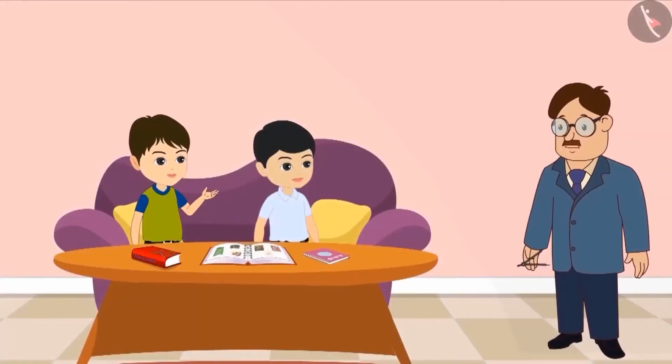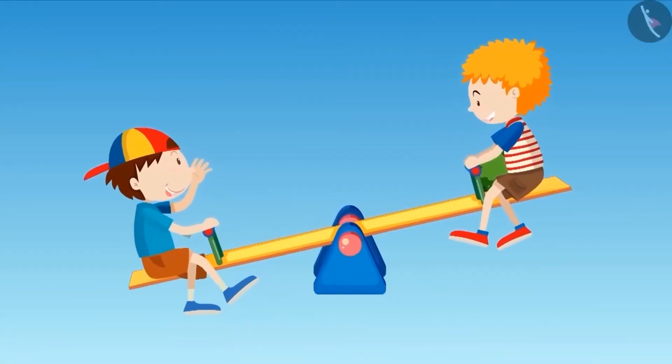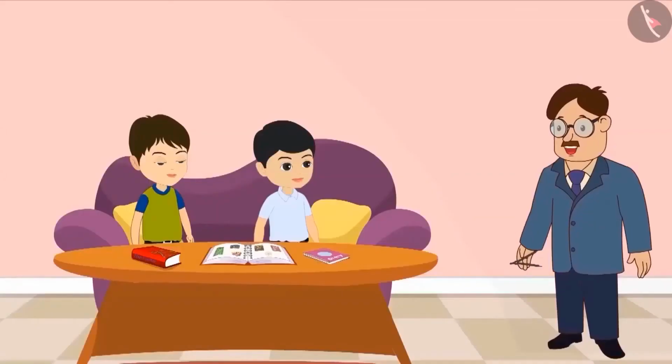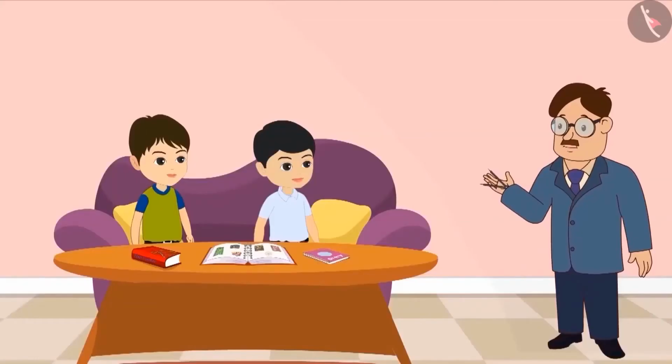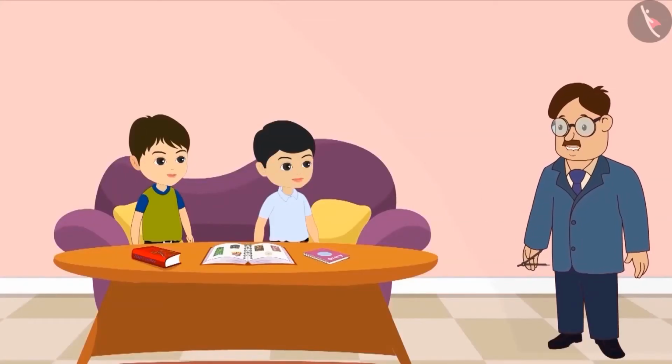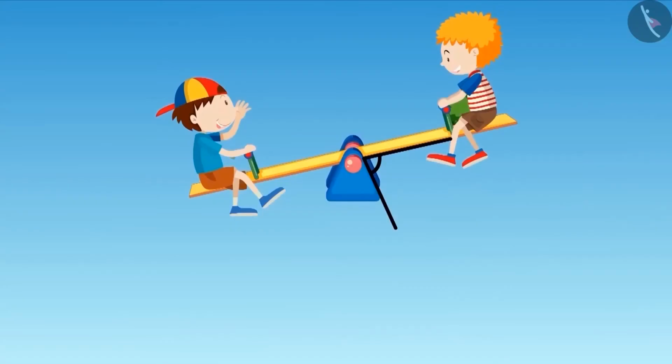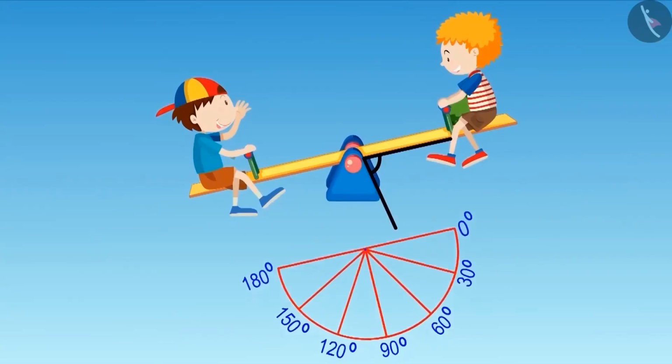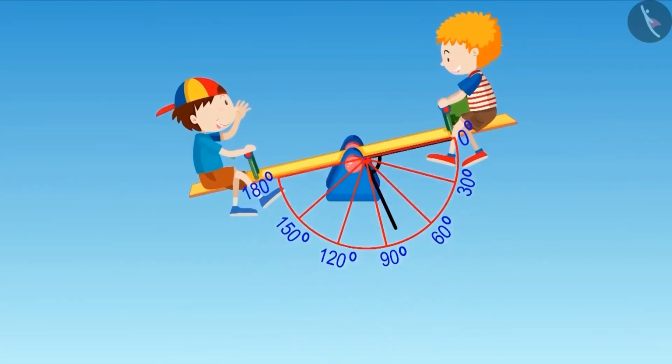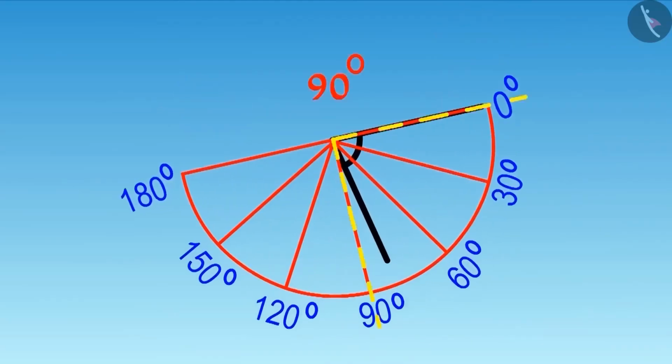Oh wow, Uncle. Can I now make an accurate measurement of the angle of the seesaw with the help of this protractor? Yes, sure, Bholu. To get the correct measurement of the angle of the seesaw, we will place the protractor above the angle like this. See, the measurement of this angle is slightly less than 90 degrees.